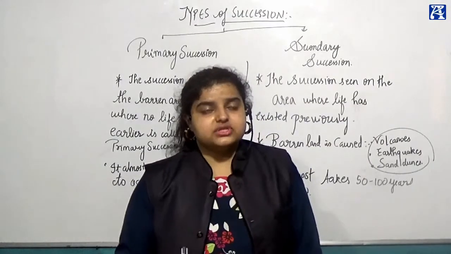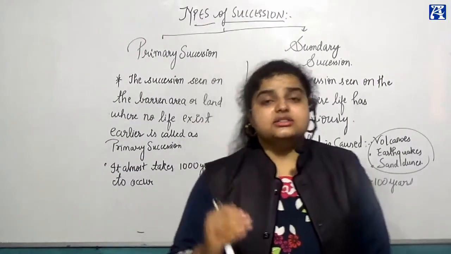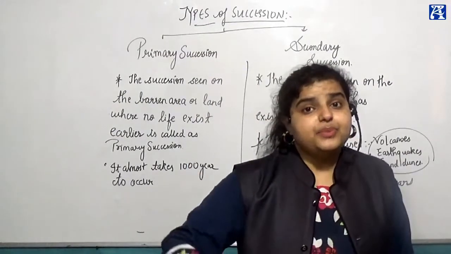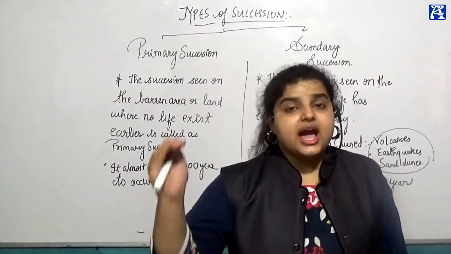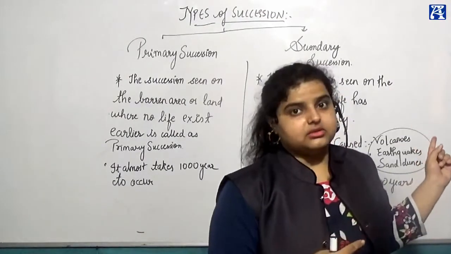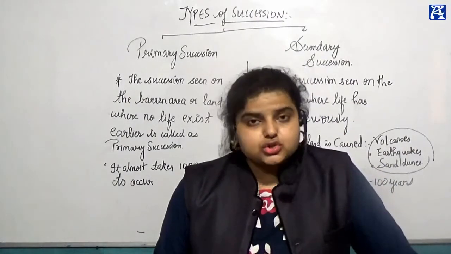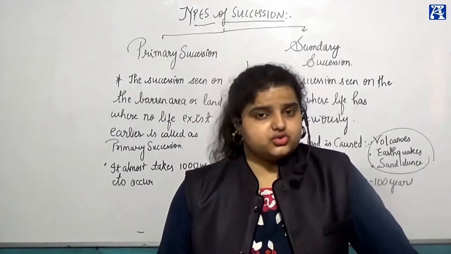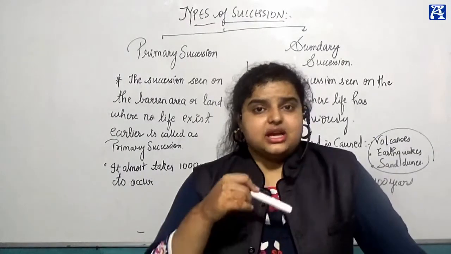Secondary succession, we have seen that life existed previously. How did life exist previously? There was only replacement of species. There was only replaced species from old species. They got replaced by the new species, and such type of succession is called secondary succession. Clear? The cause of barren area is mostly landslides, volcanoes, earthquakes, etc. And it almost takes 50 to 100 years for this type of succession.